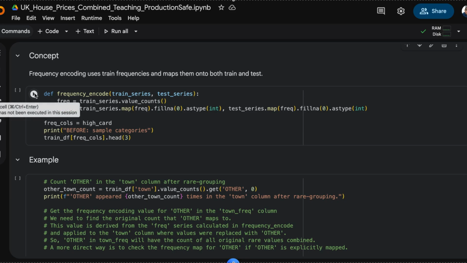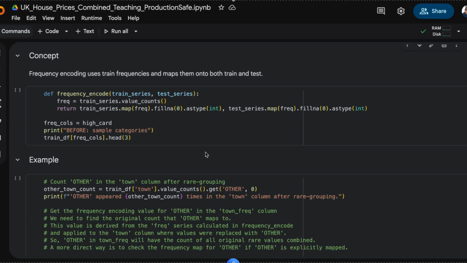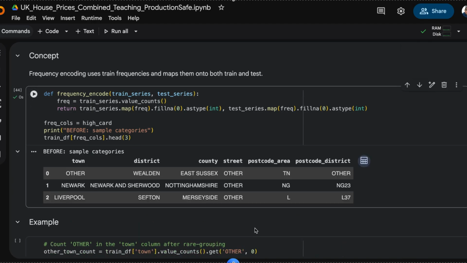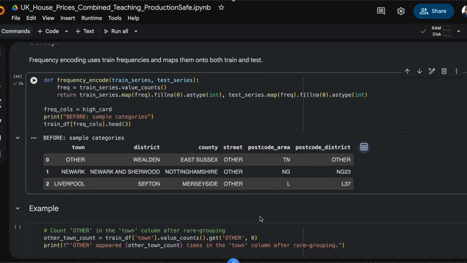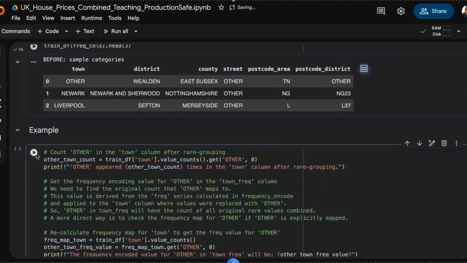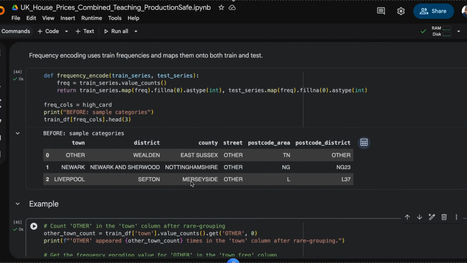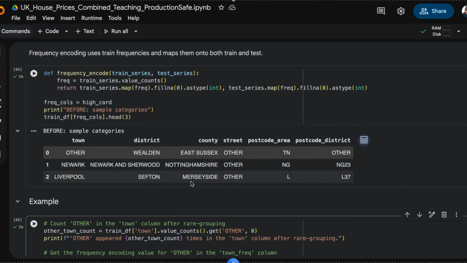What is frequency encoding? Frequency encoding replaces each category with the number of times it appears in the training data. For example, if a particular town appears 2000 times, every row belonging to that town will receive the value 2000. Instead of representing the category itself, we represent how common it is.